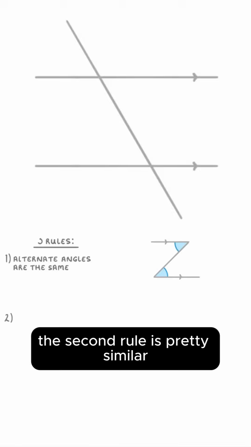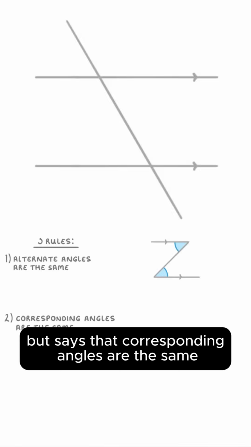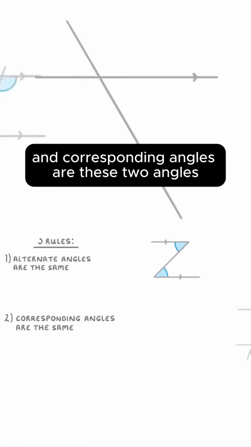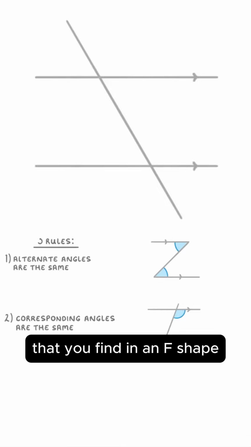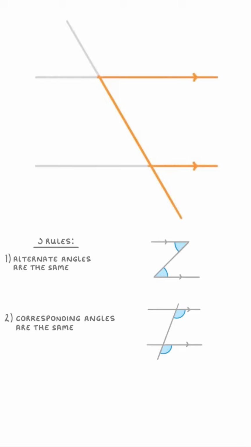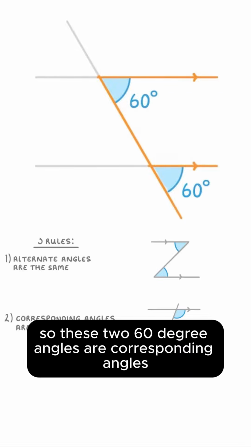The second rule is pretty similar, but says that corresponding angles are the same. And corresponding angles are these 2 angles that you find in an F shape. For example, on our diagram, the F shape is here. So these 2 60-degree angles are corresponding angles.